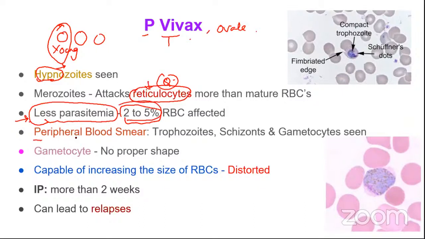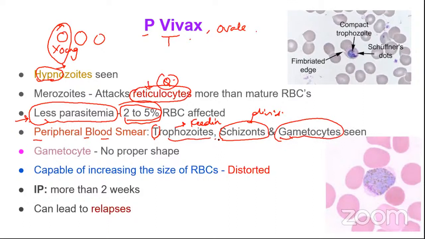In PBS, that is the peripheral blood smear, you can see all three stages of Plasmodium vivax: trophozoites, which are the feeding forms, then the schizonts, which are the dividing forms, and then the gametocytes, which are the sexual forms. So all three stages of the Plasmodium are seen in the peripheral blood smear of Plasmodium vivax.